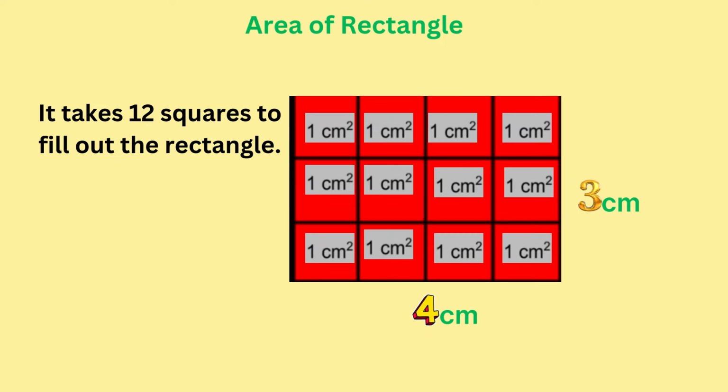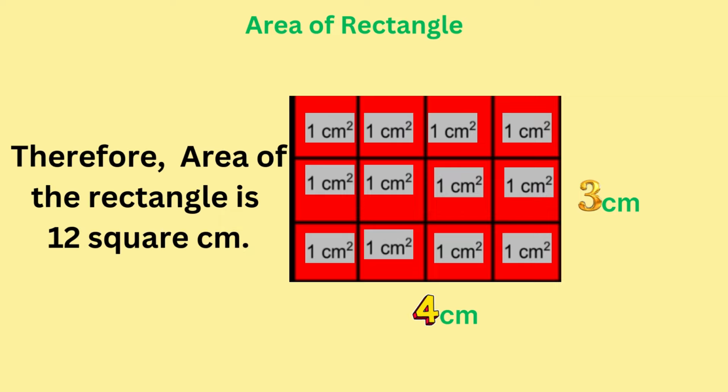It takes 12 of these small squares to completely fill up a rectangle with a length of 4 centimeters and a width of 3 centimeters. By counting all the squares, we see there are 12 in total. But there's a faster way to calculate this without counting every square. We can multiply the length of the rectangle by its width.